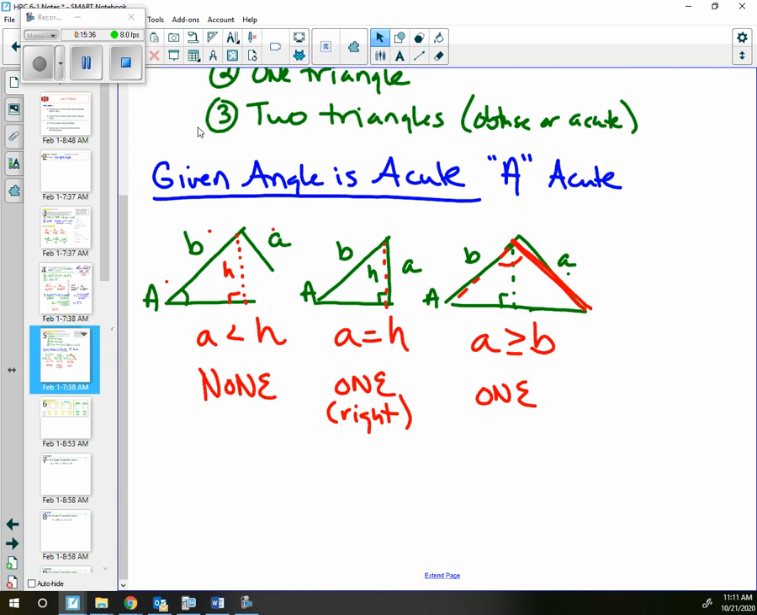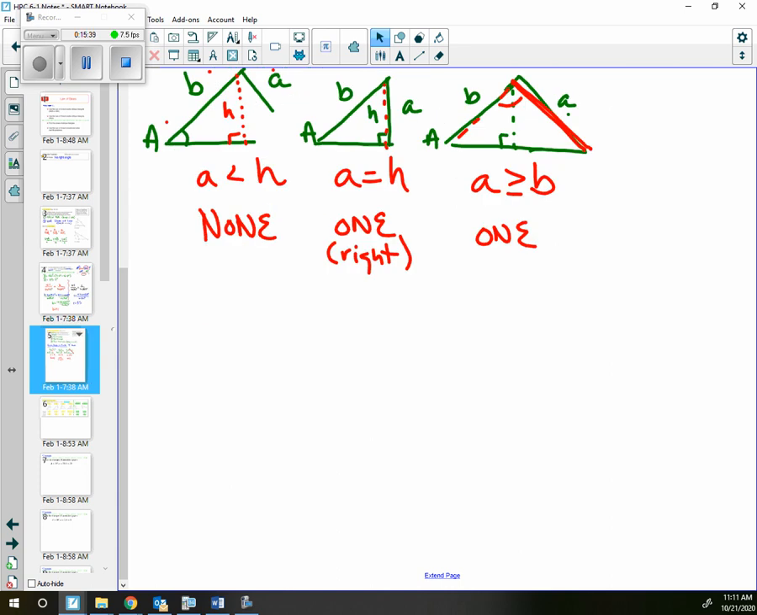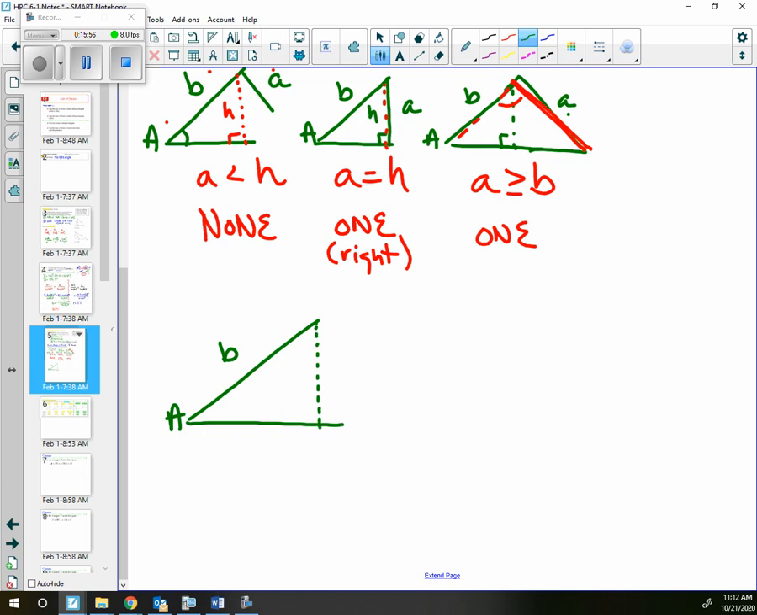All right, let's take a look at the last acute situation. And this is the one that gets a little bit tricky for people to visualize. So I'm going to try to draw this as well as I can here so you can see what's happening. So let's start with this. We're going to start with our angle A, and we have our side B, and we have our height. So let's get all of that in there.